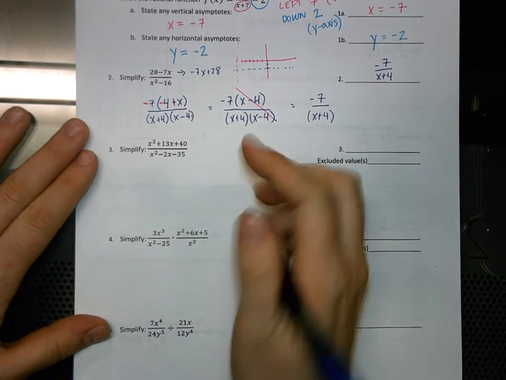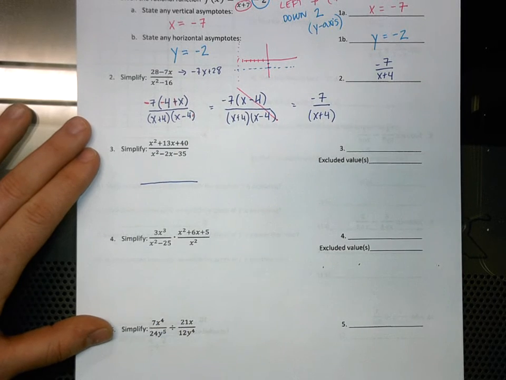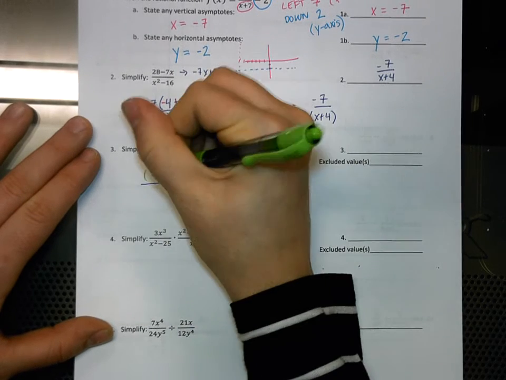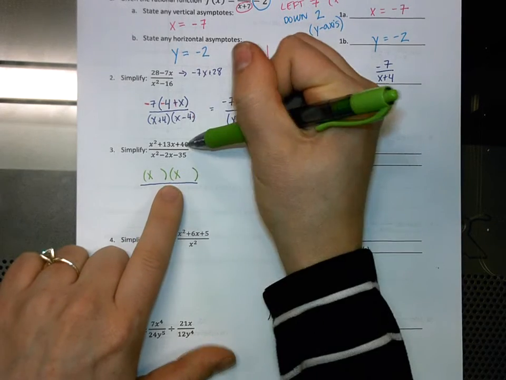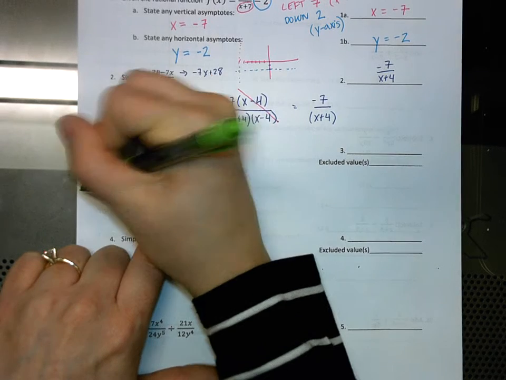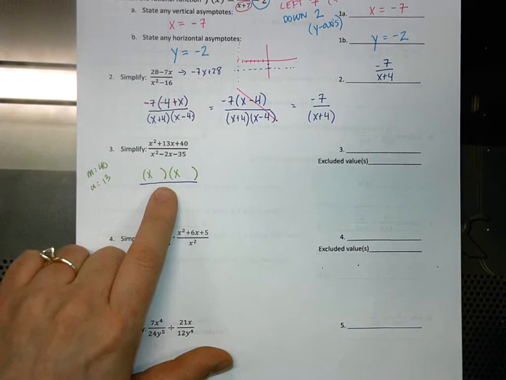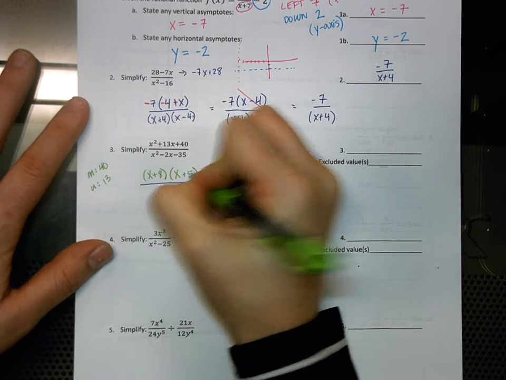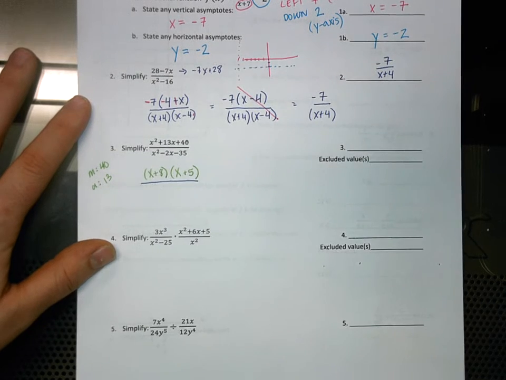In order to simplify, I need to factor. So we're going to factor the numerator. We're going to do the short method. So we're going to guess and check this one. X times x is x squared. I need two numbers that multiply to 40 and add to 13. 8 and 5. Very good. Positive 8 times positive 5 is positive 40. 8x plus 5x is 13x.